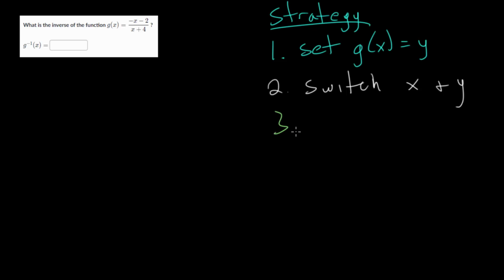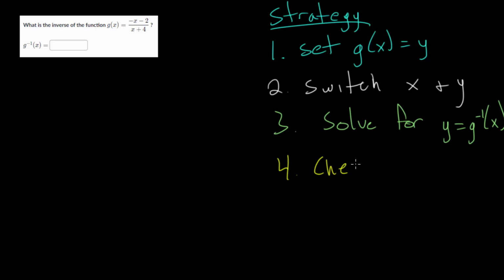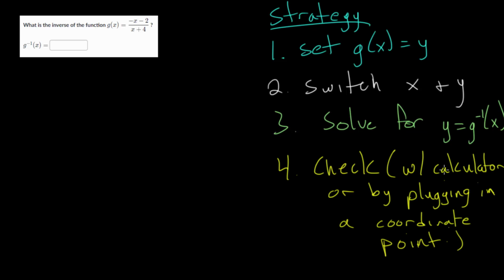Then our third step, we can solve for y, which will now be g inverse of x. And once we find an equation for the inverse function, our last step will just be to check. And you can do this with either the calculator or by plugging in a point. So let's use this strategy, and we'll do our first step.